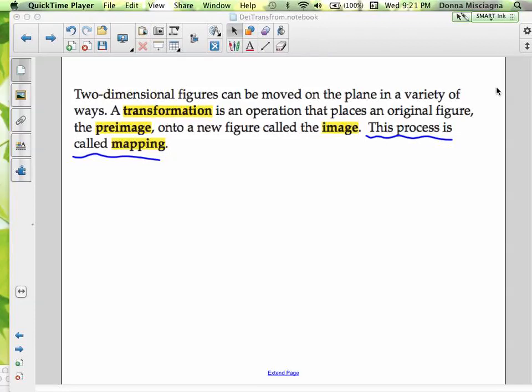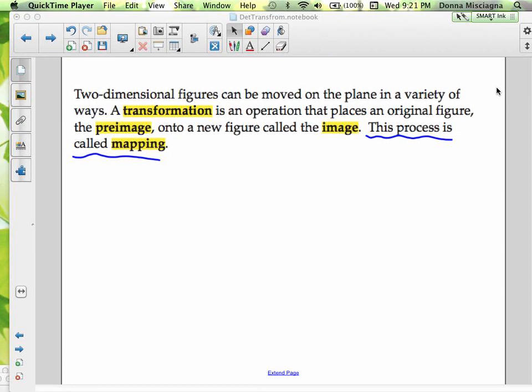Welcome. We're going to be looking at transformations. So this particular Nearpod lesson is going to have two podcasts. The first one is just an introduction to transformations. And you actually have most of this information in your notes in that first little paragraph there.